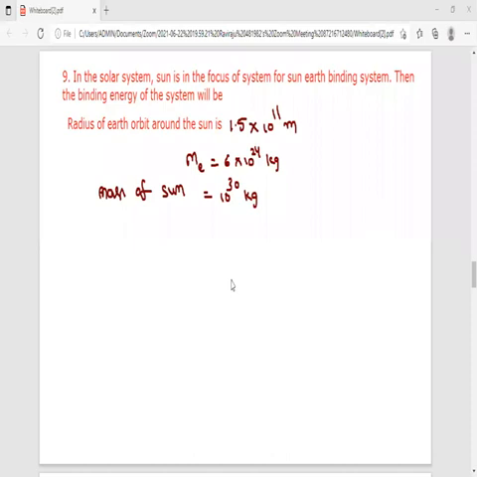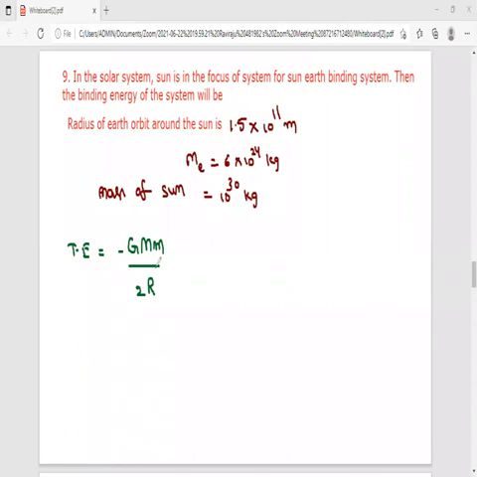In the solar system, the Sun is in the focus for the Sun-Earth binding system. Then the binding energy of the satellite will be, binding energy is nothing but the total energy only. So what is the general formula for total energy? That is the sum of both kinetic energy and potential energy. The equation for total energy in any particular orbit will be minus G Mm by 2r. Of course, smaller r you can write here.